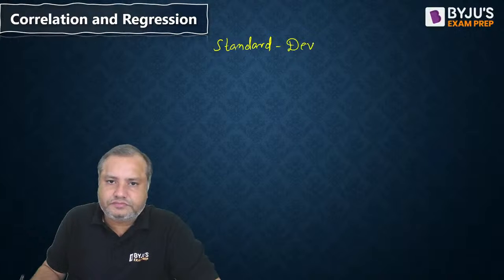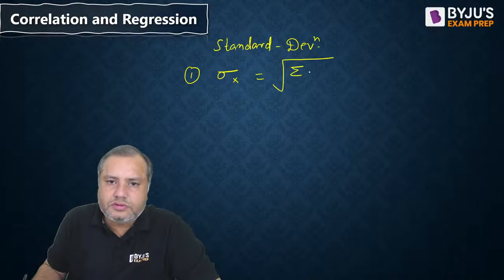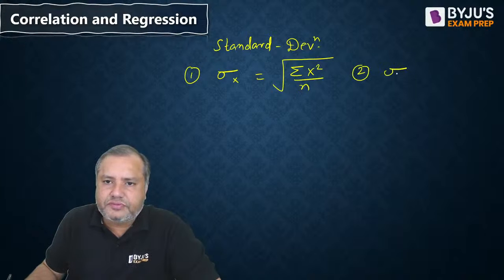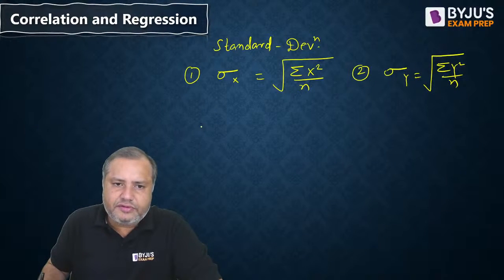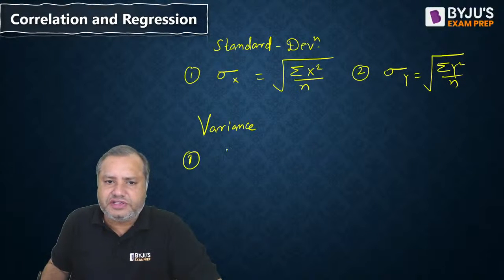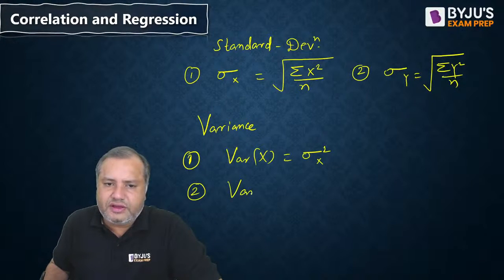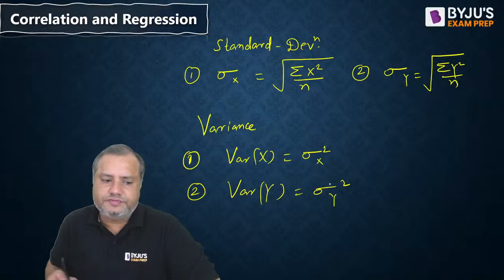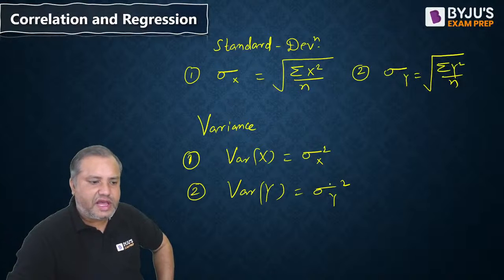Standard deviation. So standard deviation of x, sigma x, is under root summation capital X square by n. And if you want standard deviation of y, under root summation Y square by n. Mind it, here we have capital X and capital Y. Now, then we have variance. We know that variance is square of the standard deviation. So variance of x will be sigma x square and variance of y will be sigma y square. Understood? Yes, sir. Next. Just have a screenshot of this formula.